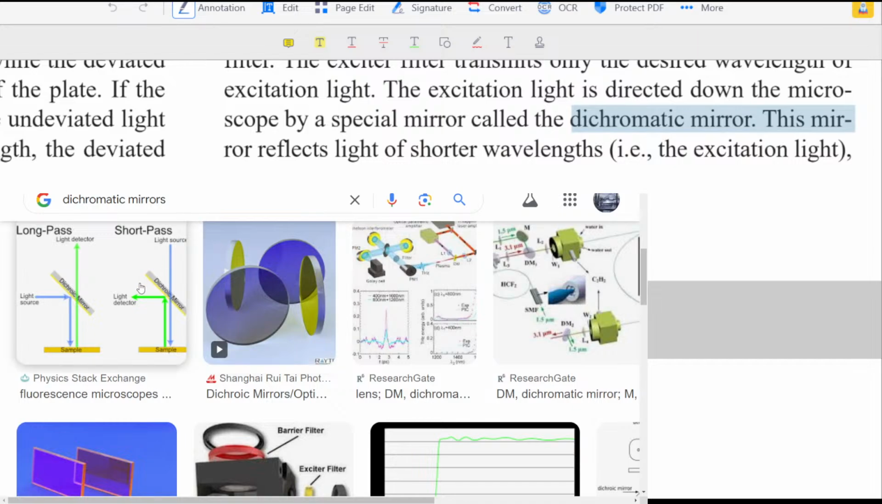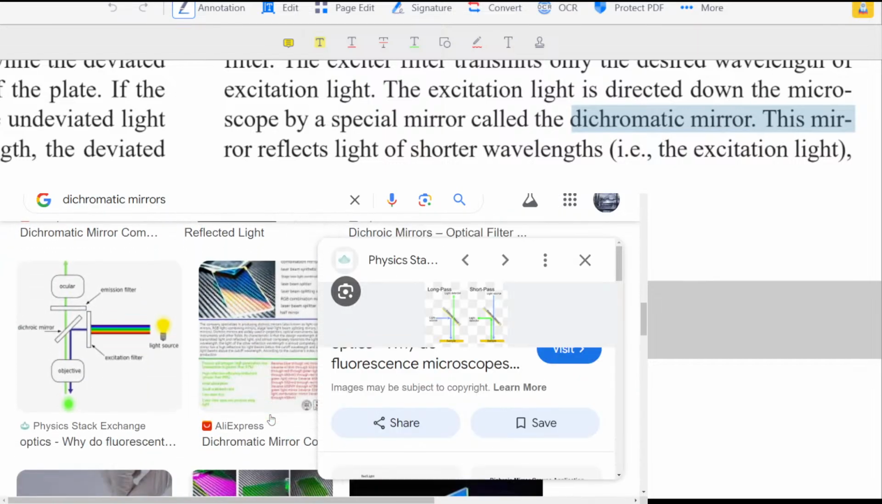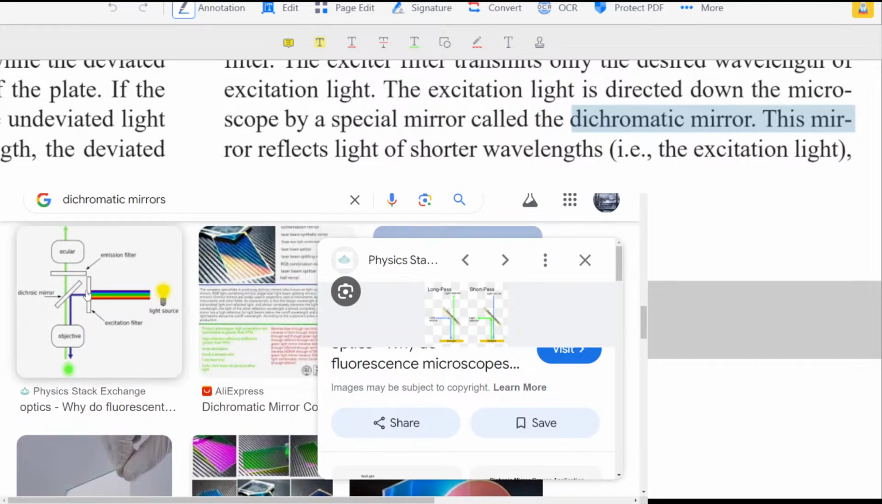Wait. Here. This is a light source. This is a dichromatic filter. This is the same sample. Light source, sample, light source. What is this? Dichromatic mirror. This is a light source. This is the excitation filter. This is a dichromatic mirror.